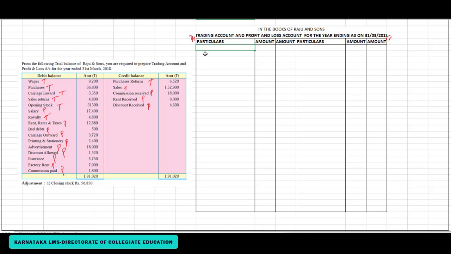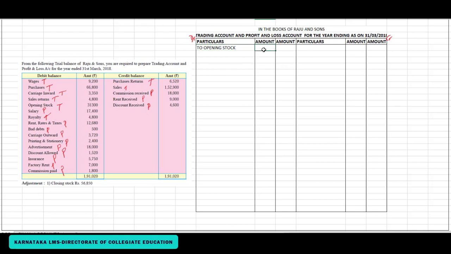So let us first prepare the trading account here. Then, after seeing the gross profit or gross loss, we will move on to preparing the profit and loss account. So first the trading account. Keep in mind before making the entries in the trading account, we should ensure that the starting item will be opening stock. So opening stock must always be written as the first item in the trading account as per the format. We should keep that in mind.